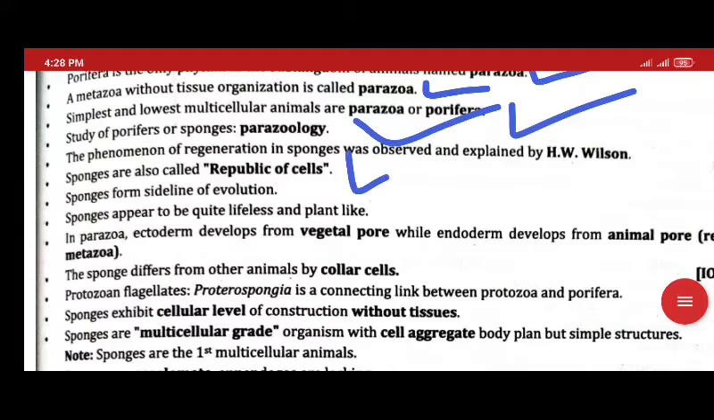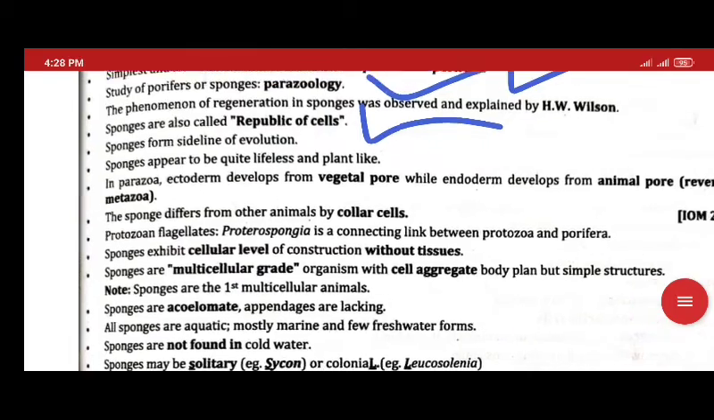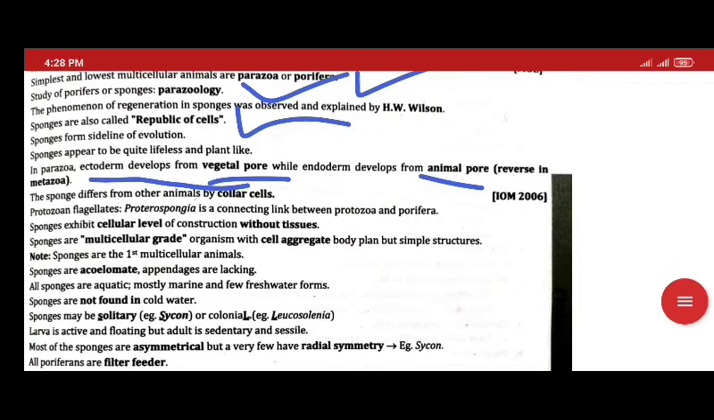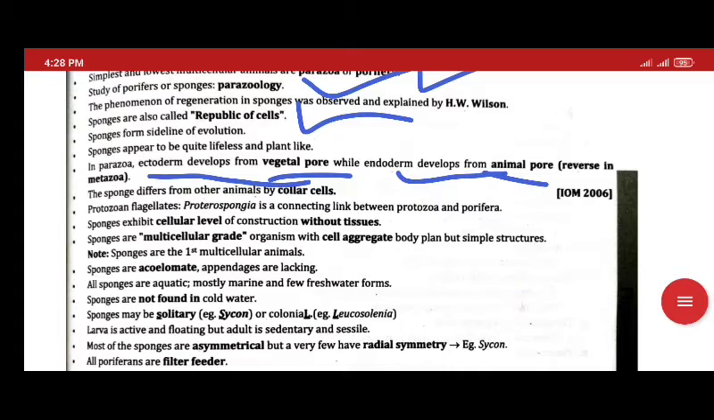It is a republic of cells forming. We have learned about organization of organs, how an animal is made up. So cells make a republic here, and each cell has a different function. Now it has two pores, the vegetal pore and the animal pore. The vegetal pore develops from ectoderm, and the animal pore develops from endoderm. And it has a special type of cell, the collar cell, found only in this phylum. Other phyla don't contain this.